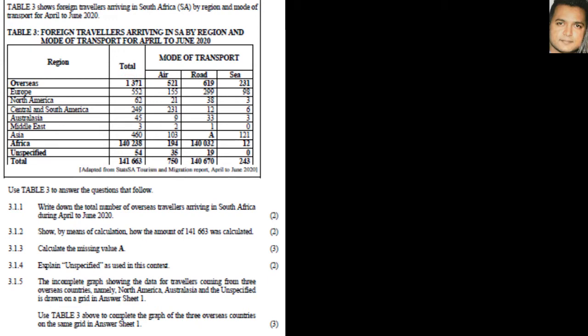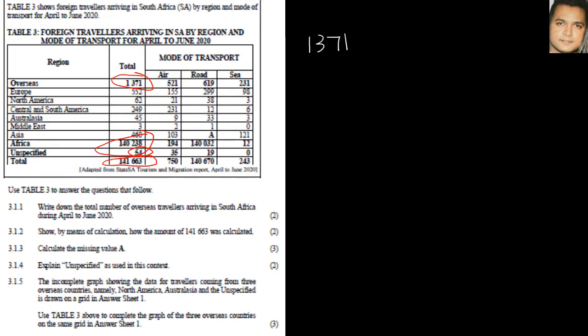3.1.2: Show by means of calculation how the amount of 141663 was calculated. So let's look at our table here. We have the amount 141663 right over here, but if you look at it compared to the rest in that column, the rest are light in color, but there are a few that are bold, which are the overseas, Africa and the unspecified. Okay, so those three amounts there, and if we add them up, we'll see we arrive at 141663.